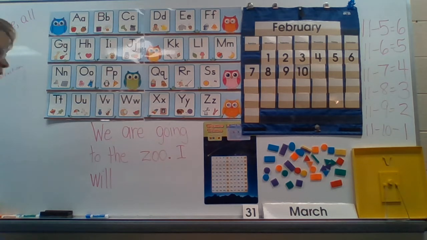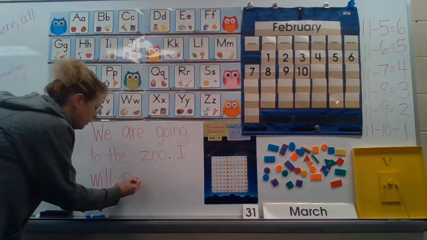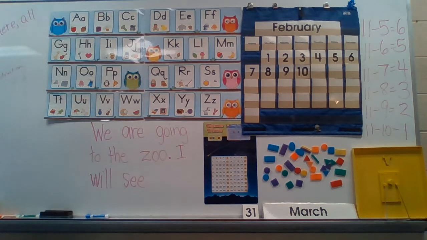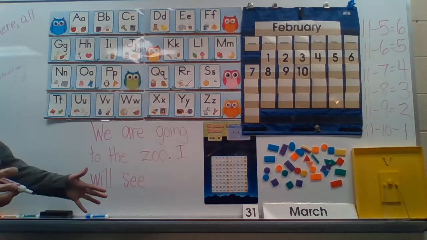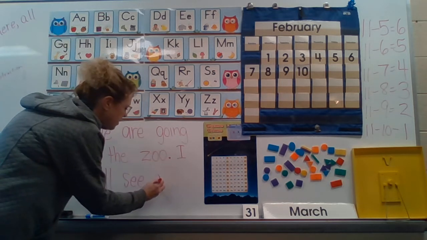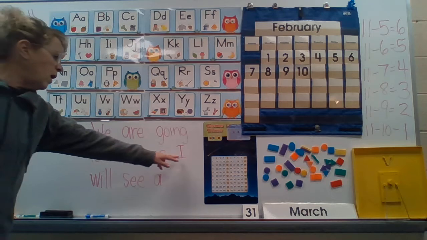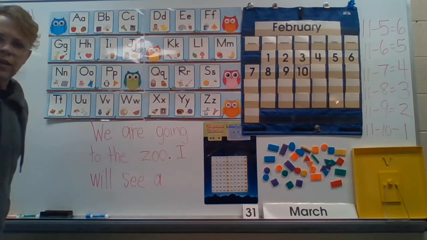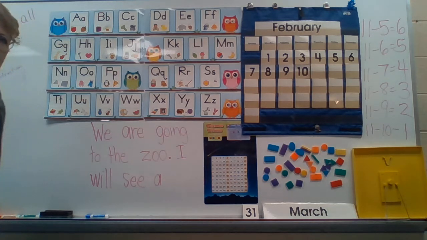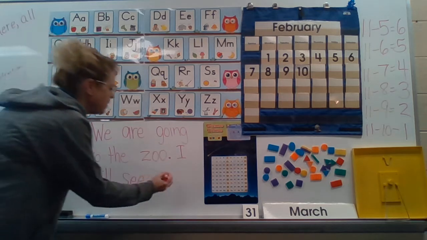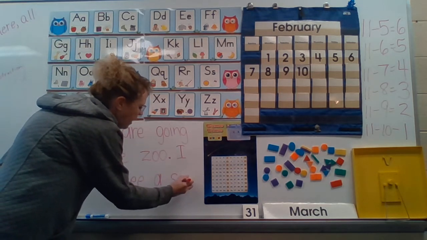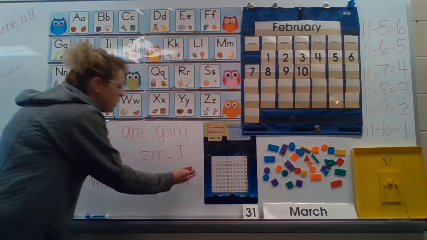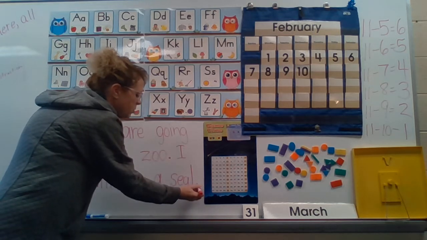Next word is see. We've had that word before. It's S-E-E. I will see. And then A, that's just one letter, right? But when it's in a sentence by itself, it's a word. I will see a. And what do you think seal starts with? Seal. Starts with S. S-E-A. What does it end with? Seal. It ends with L. And then I'm just going to use a period on that.